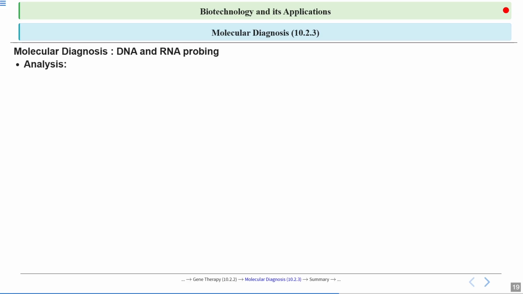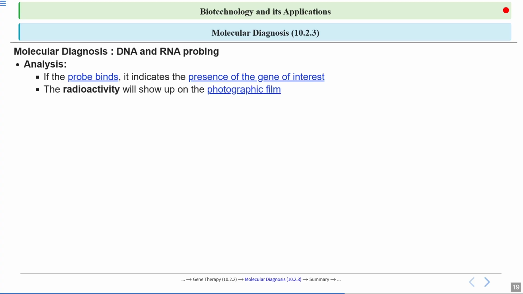So how do we analyze it? If a probe binds, it indicates the presence of the gene of interest. As I said, if it goes and binds to that particular DNA sequence or RNA sequence, we will say, okay, there is a presence of the gene of interest which we were thinking would be in that patient sample. The radioactivity will show up on the photographic film. So the radioactivity we are able to see on the photographic film.